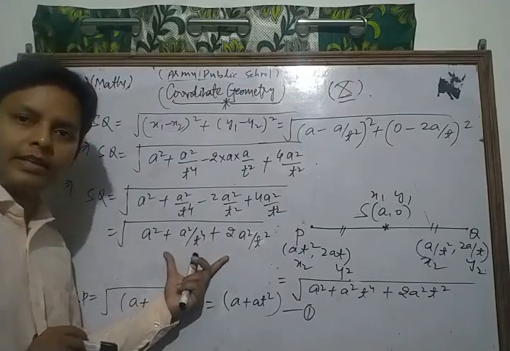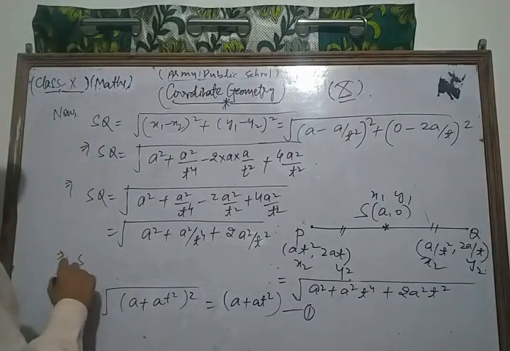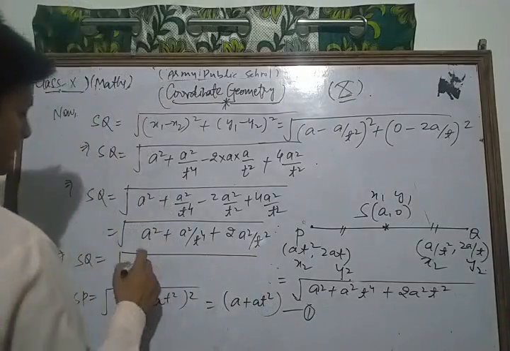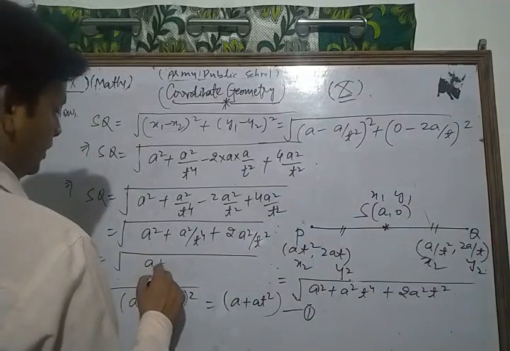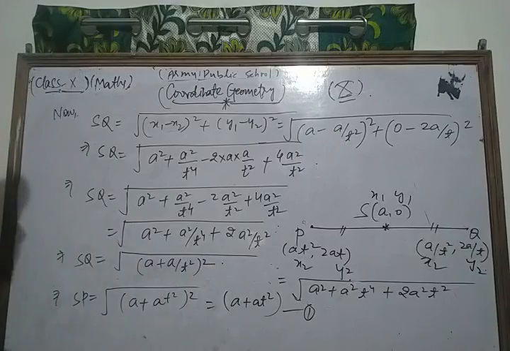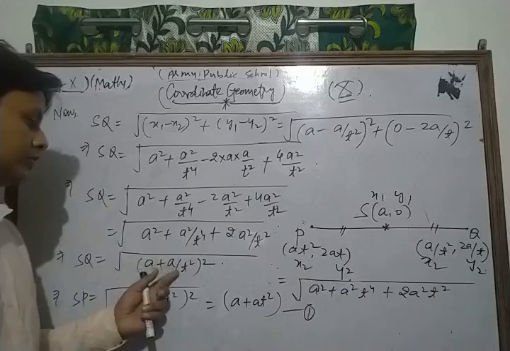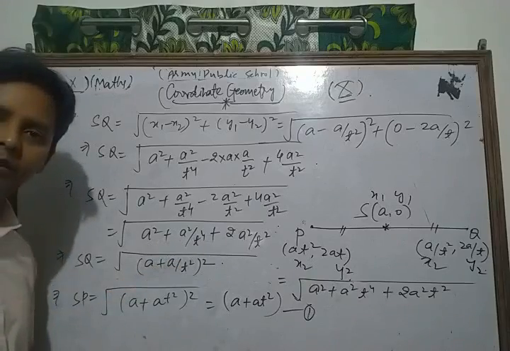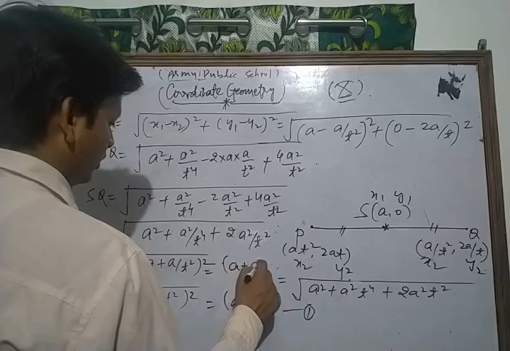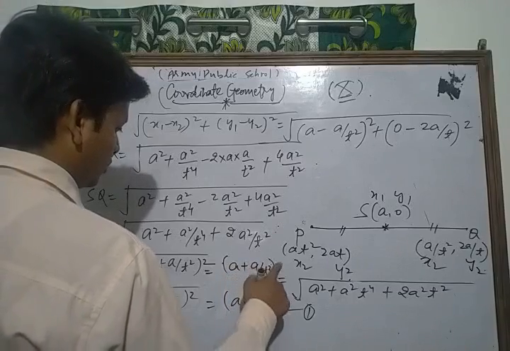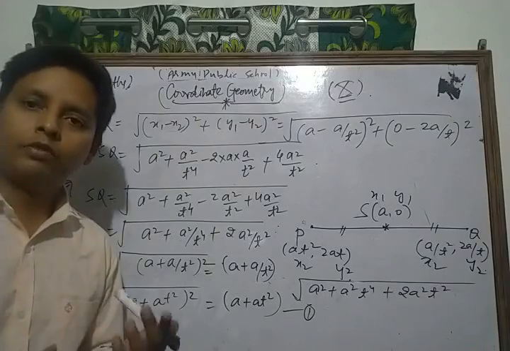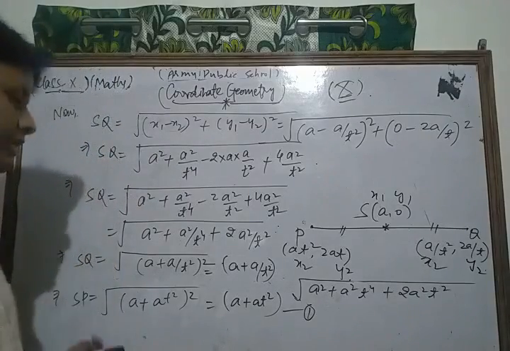Now we can write SQ is equal to, in square root, this is a plus a upon t square whole square. If we expand them, then we get a square plus b square plus 2ab. Now we come out from the square root because of a square, so the value of SQ is a plus a upon t square. This is the value of SQ. So in this way we find the value of SP as well as the value of SQ.